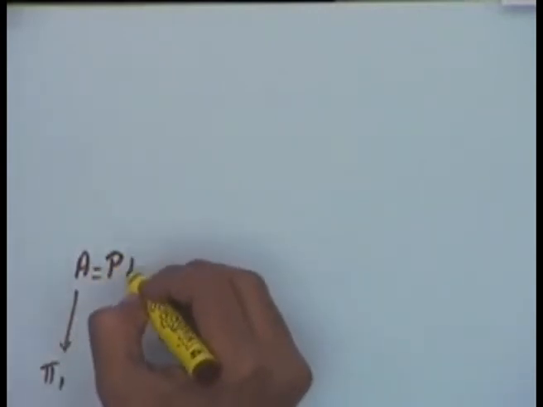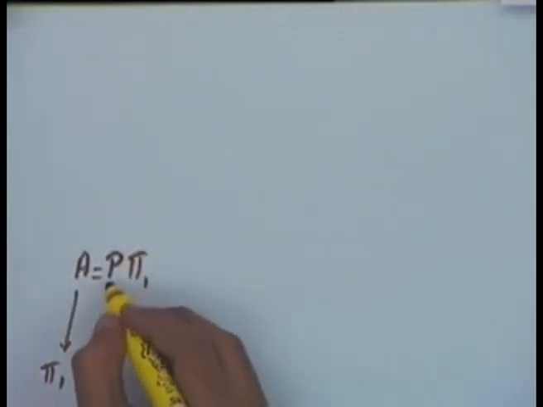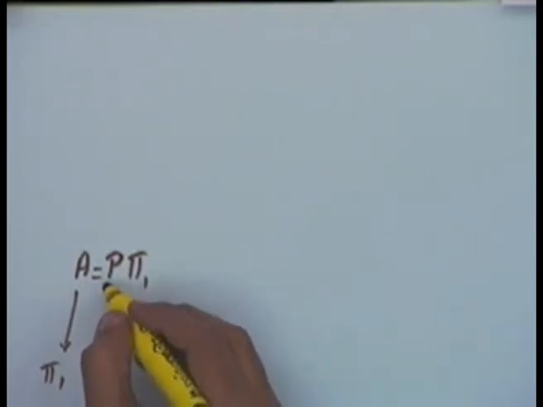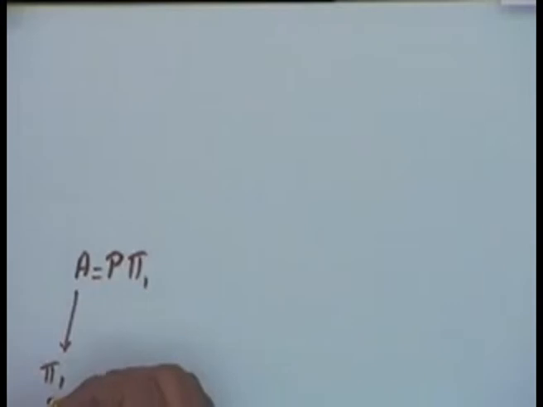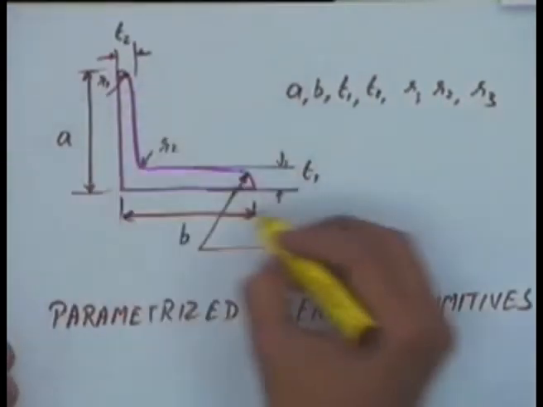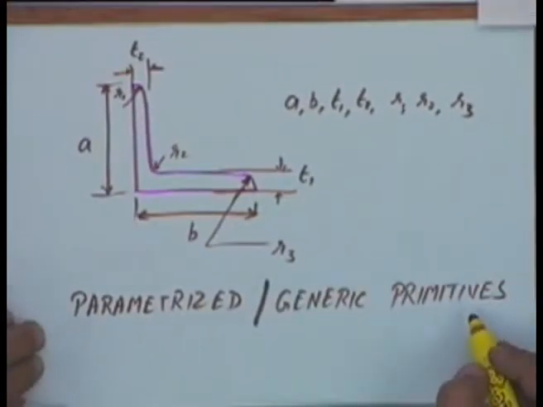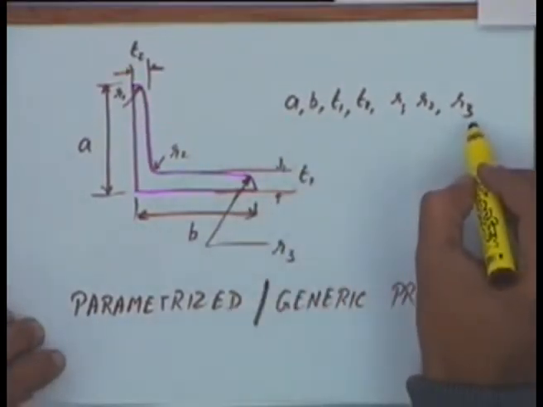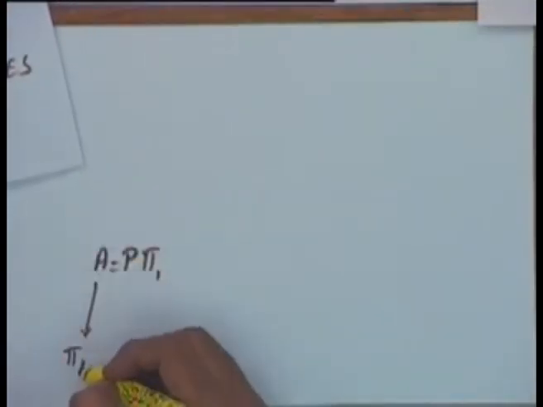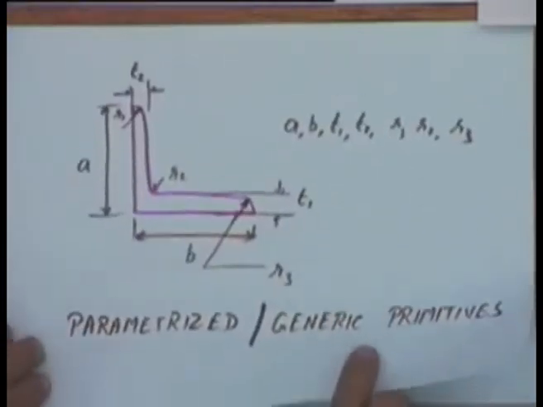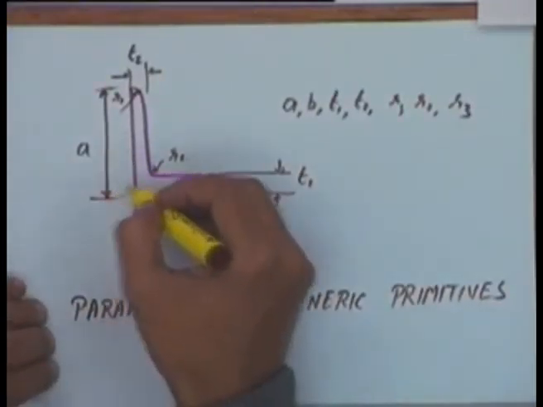A is equal to P of pi1, let's say. Pi1 with a set of values attached to it, which are P. And this A is referred to as an instance of pi1. This is a generic primitive. When I give some set of values to it, this is referred to as an instance of this generic primitive. And let's say I can have a number of such parameterized primitives.